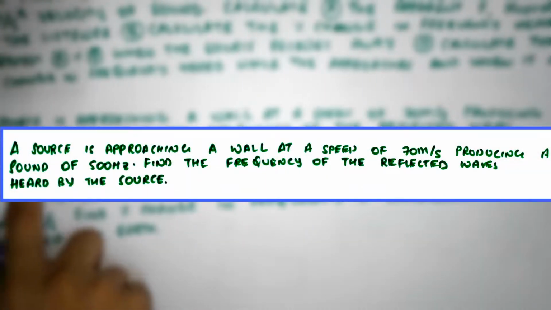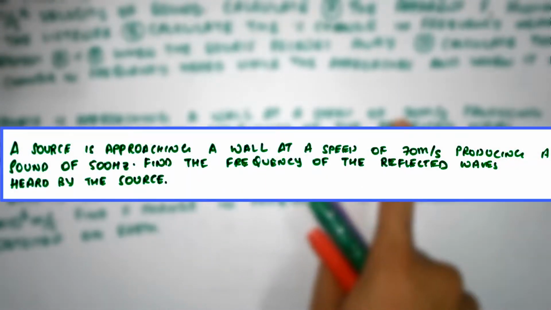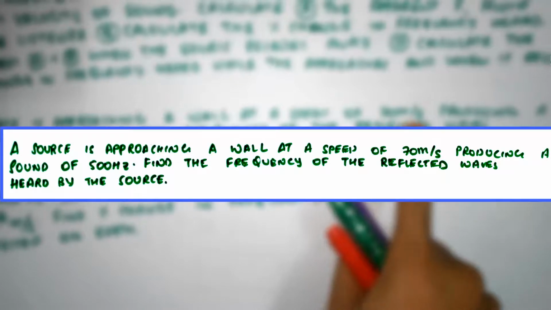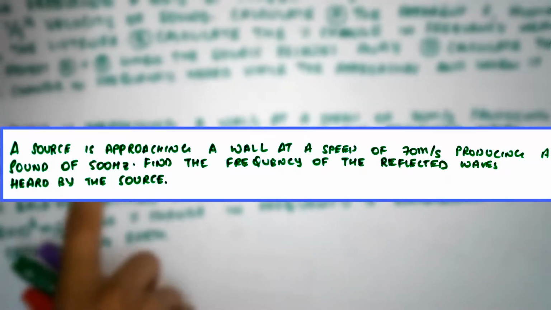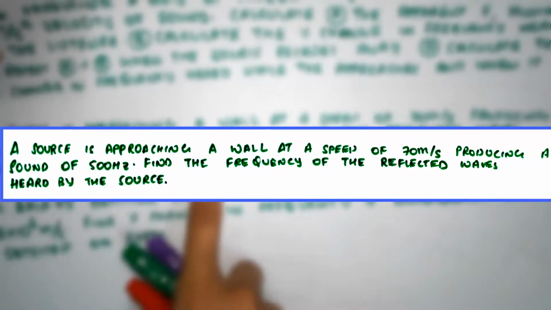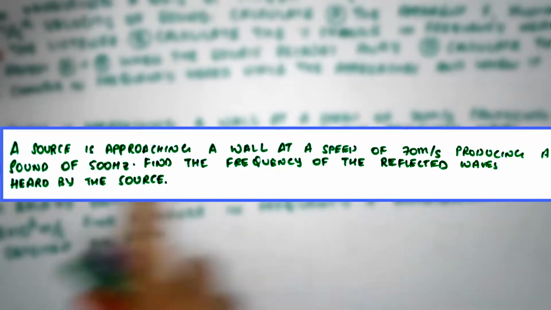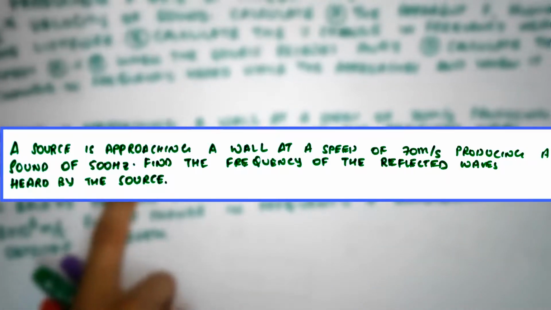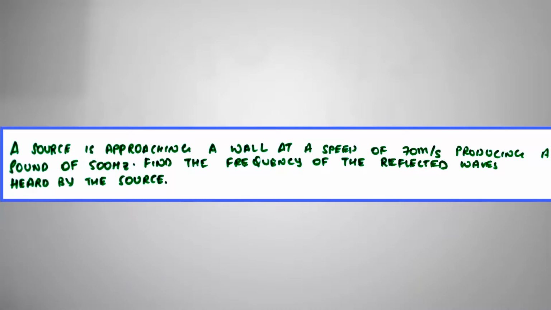Alright, here we have a source approaching a wall at a speed of 70 meters per second, producing a sound of 500 Hz. Find the frequency of the reflected waves heard by the source. Okay, that's a good problem.